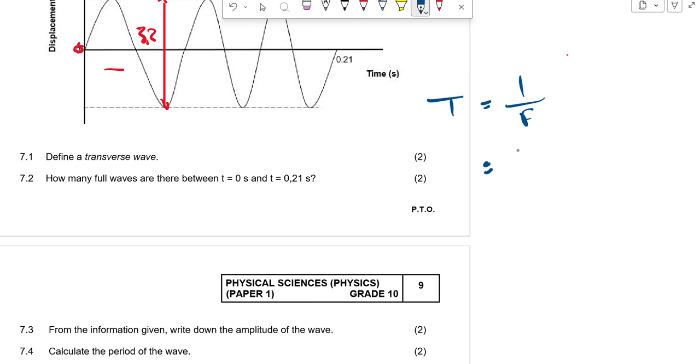Okay. So what are we going to substitute here? Yes, 0,21. How many waves do we have? We have 3. So divide by 3. And then we press our calculator. We're going to get 0.07 seconds. That's how long it takes to complete one wave. Okay? It takes 0.07 to complete one wave. Okay? So let's continue.